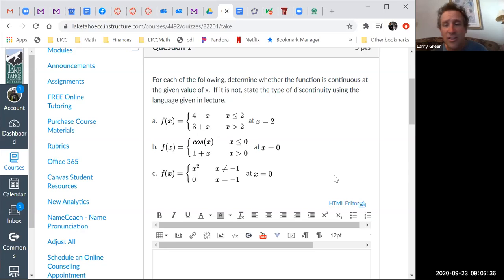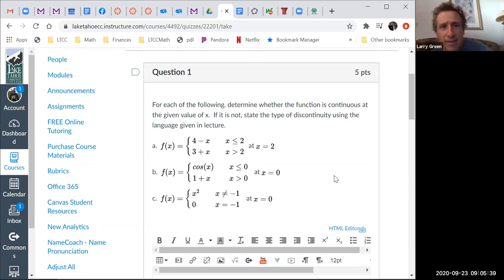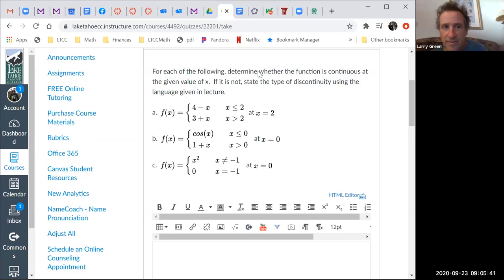Okay, let me get to the quiz. I'm going to go pretty quickly because the quiz is supposed to be pretty easy. So basically, we want to look at this, see if it's continuous or not. And if it's not continuous, we have to give the reason. Okay, so let's start out with f of x equals 4 minus x if x is less than or equal to 2, 3 plus x if x is greater than 2, at x equals 2.